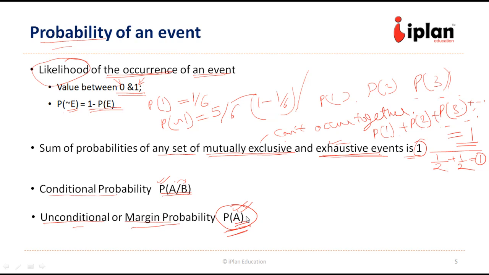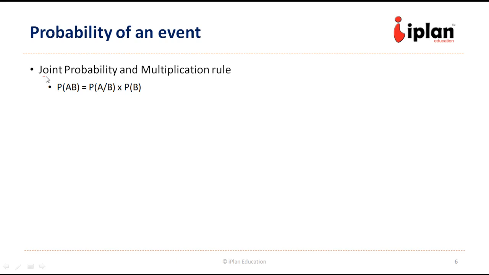Now let us move to the next concept, which is joint probability and multiplication rule. When we need to calculate the probability of both event A and B occurring simultaneously, which is joint probability, what are the chances of the joint event when A and B are occurring together? It is given by the multiplication rule, where first is conditional probability of A where B has already occurred, into unconditional probability of event B. This is the rule we need to remember to calculate joint probability.